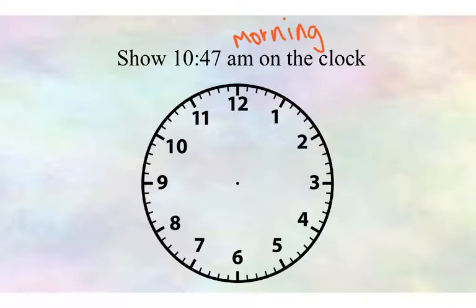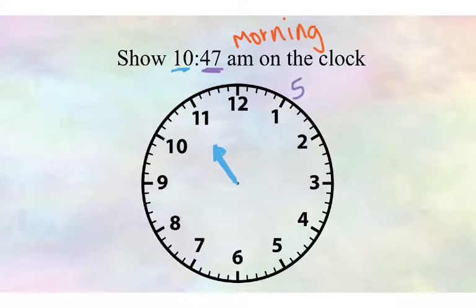So let's look at the hour hand first. Show 10:47, so the hour is 10. Now, we don't want to put the hour hand right at 10 because it's already past 10 o'clock. So I would move it so that, let's try to make it straight. I would put it so that it is closer to 11 o'clock, okay? So it's not perfect, but we're not always perfect. And then the minute hand is 47.